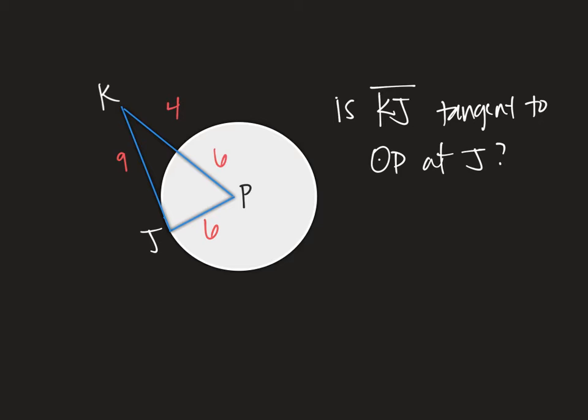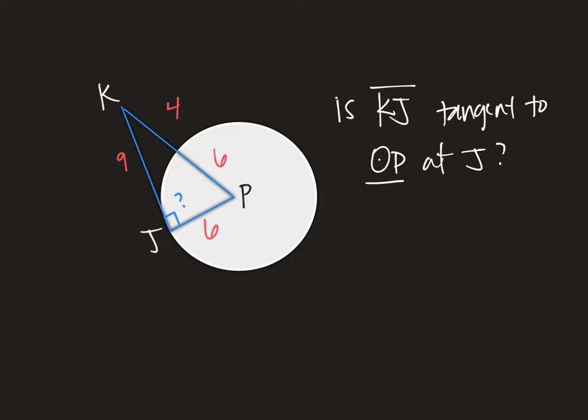So we might be given a problem that looks like this, where we're given that the circle is P and that the radius of the circle is 6. We can tell that because the point J is on the edge of the circle, and P is the center of the circle. I know that P is the center of the circle because it is called circle P. That names P as the center. And I want to know, is KJ tangent? Well, if KJ is tangent, then this is a right angle. So really, I'm checking to see if this is a right angle.